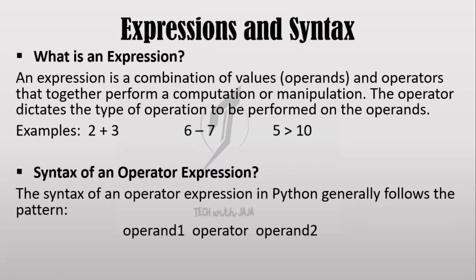So we have 3 expressions in this particular scenario, where we have 2 plus 3 as an expression. We also have 6 minus 7 as an expression. We also have 5 is greater than 10 as an expression.